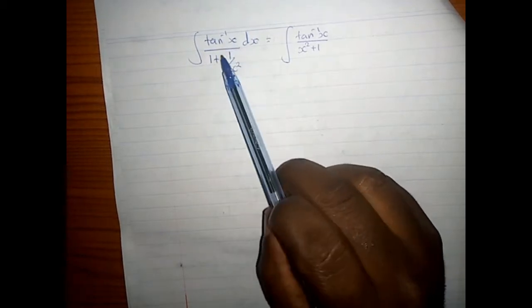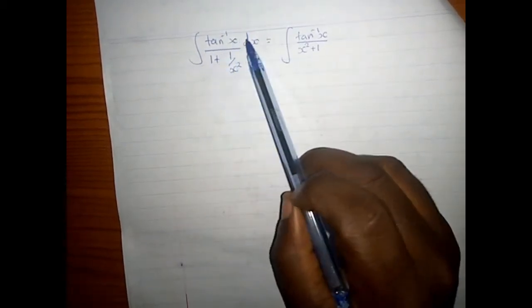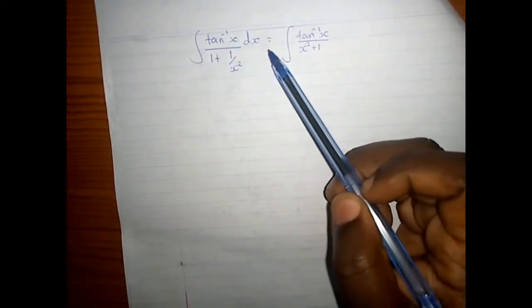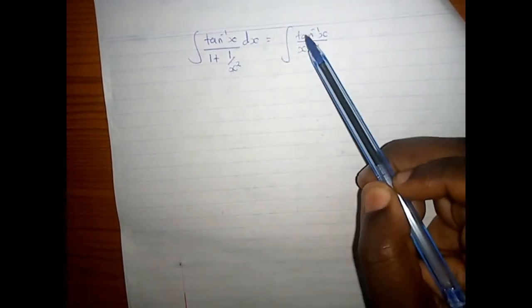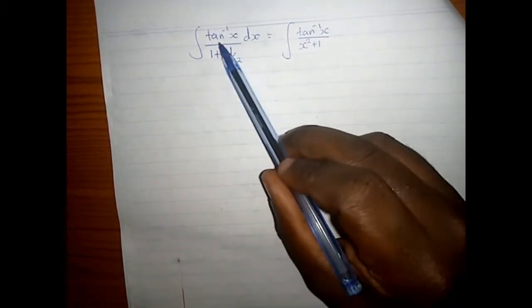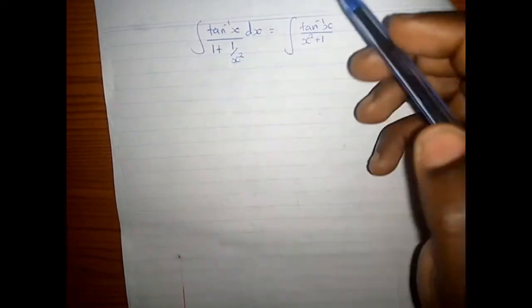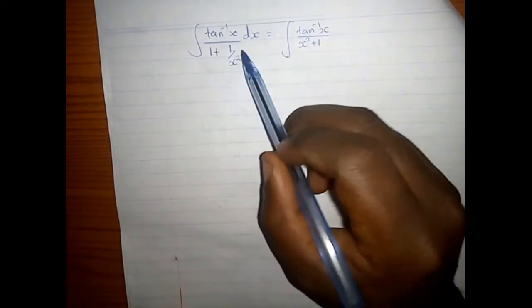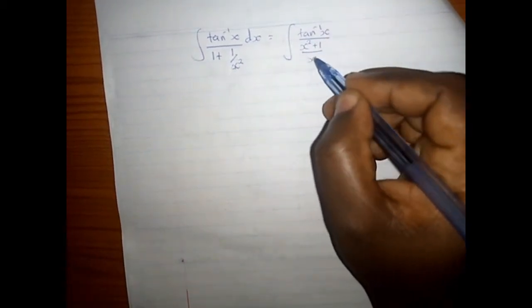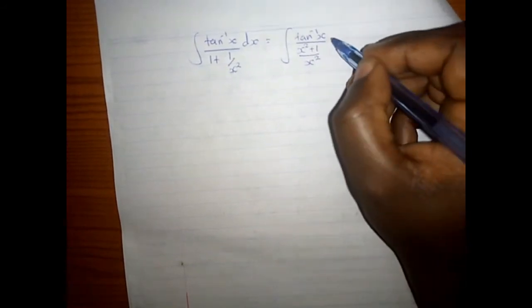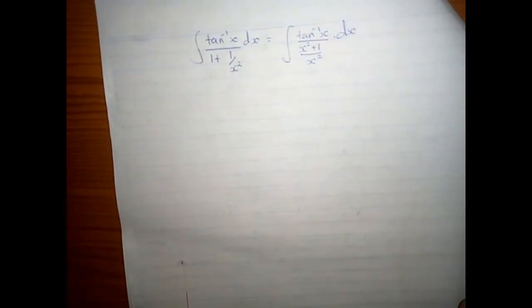We are solving such an integral: tan(arctan x) out of 1 plus 1 out of x squared is equal to an integral of tan(arctan x). So we are going to first solve this lower denominator, whereby you get (x squared plus 1) out of x, yes, out of x squared, dx.